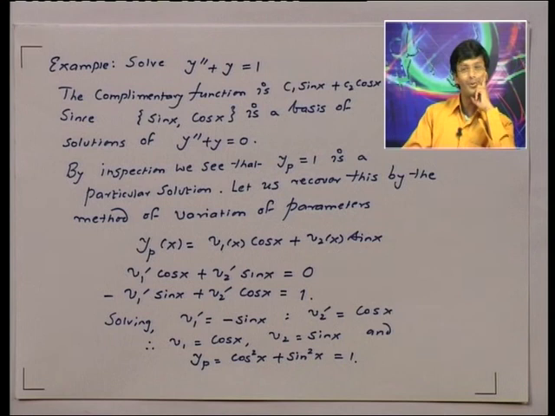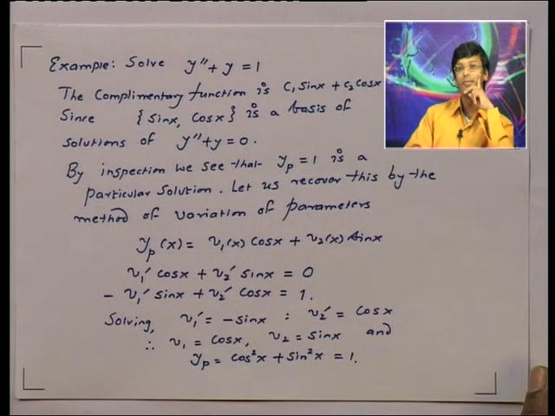And so, what's your yp now? V1 cos x plus V2 sin x. V1 turns out to be cos x and V2 is sin x. So, yp is cos squared x plus sin squared x, which is 1. So, we have recovered the obvious particular integral via the method of variation of parameters. Is that clear? So, the method works indeed. We will discuss those two puzzling things later. What is intriguing you, you will get the solution to the puzzle in due course. Don't worry about it.